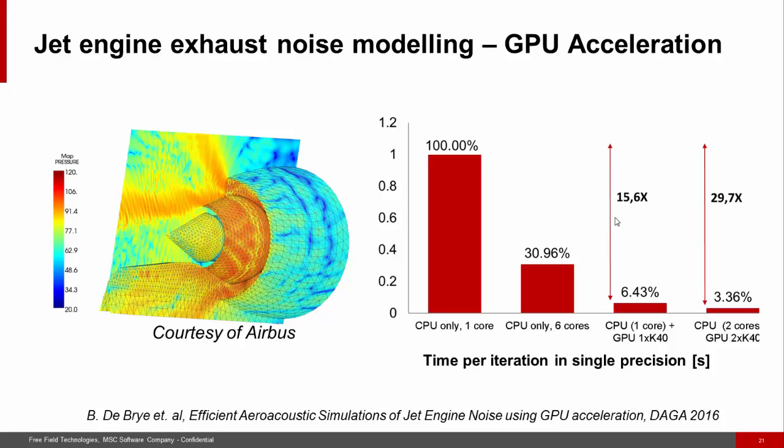This is an example of usage of Actran DGM, again for aircraft exhaust, but we presented this in cooperation with Airbus at the DAGA conference this year to demonstrate the benefits of the GPU acceleration. This example shows the performance reachable with Actran DGM and the GPU acceleration. With 2 NVIDIA K40 GPU cards, the simulation was about 29 times faster than a classic single-core computation.